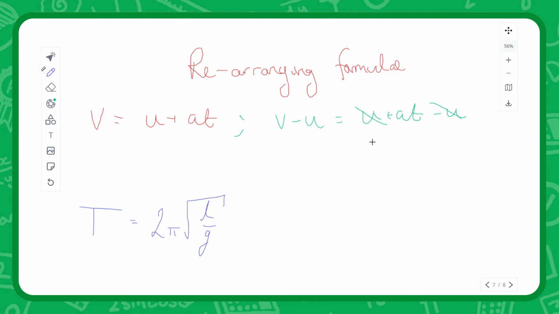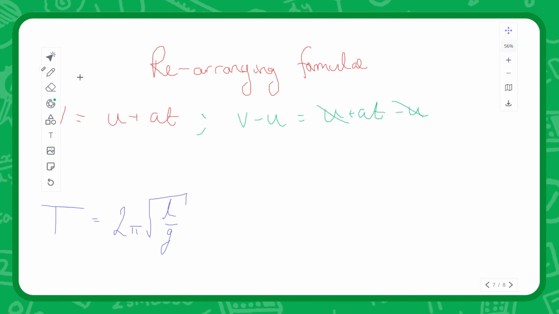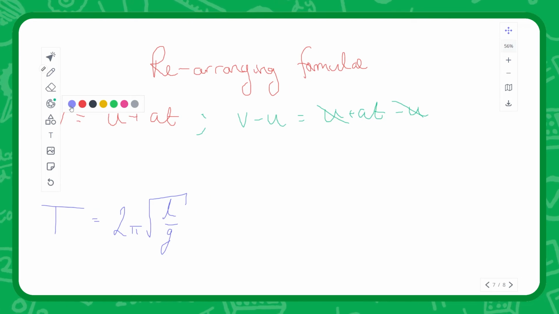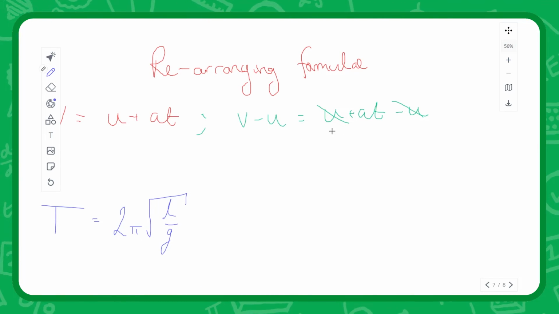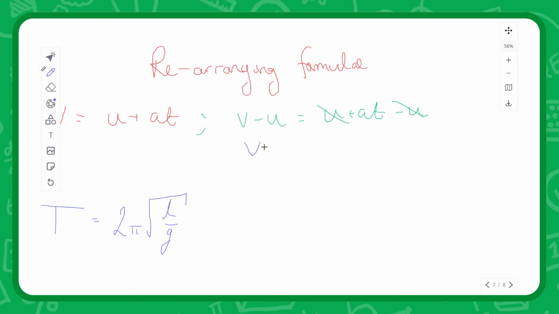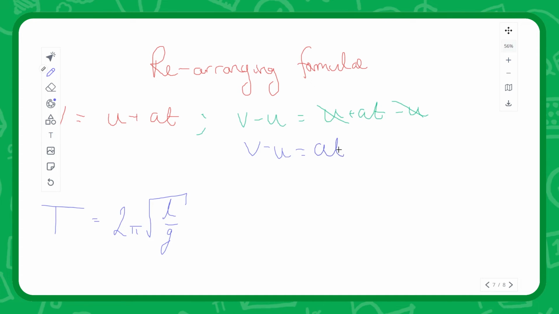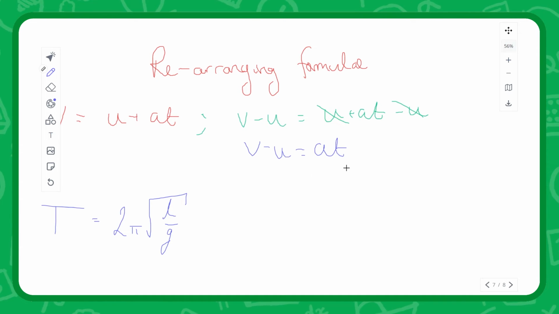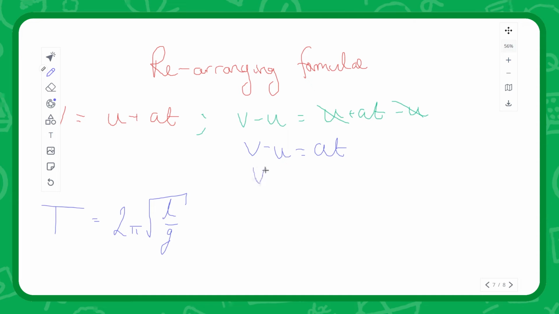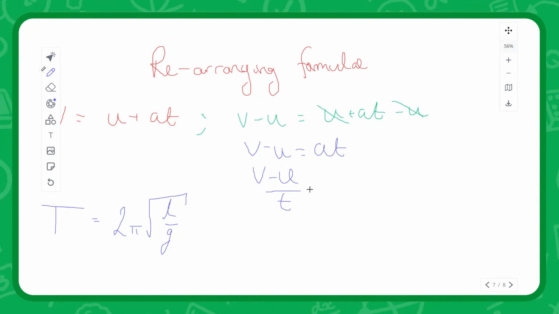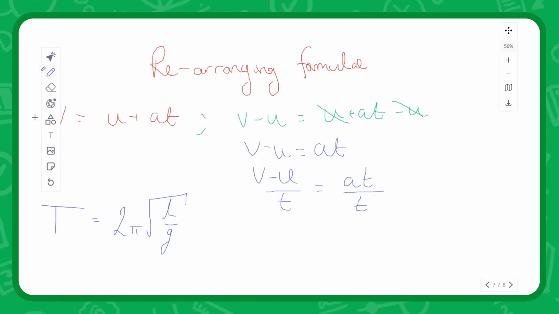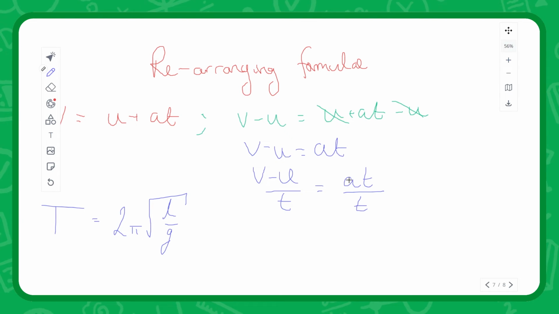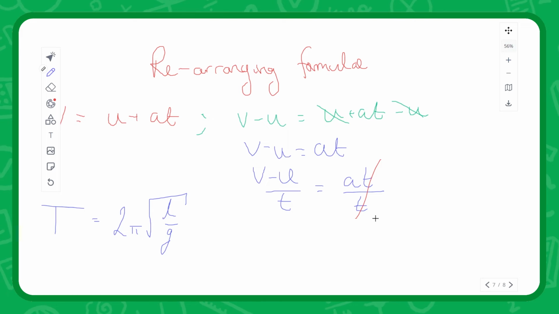Often, this little bit where you cancel is skipped. That's fine. If you feel comfortable enough to do it, that's great. But I know some students who'd rather have every step laid out. And if you're one of those students, that's absolutely fine. Then, now that we've got v minus u equals at, if we want to get t on its own, we have to divide both sides by t. So we get v minus u divided by t is equal to at divided by t. t divided by t is going to give 1, as a very common result is anything divided by itself gives us 1.